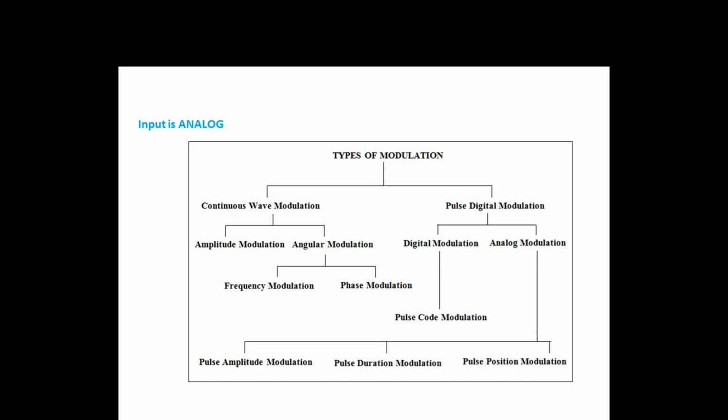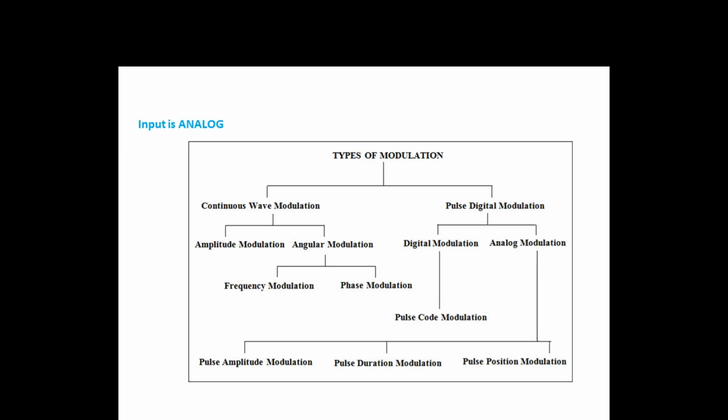In general, we can classify the modulation into two types: continuous wave modulation and pulse modulation. Continuous wave modulation is simply said to be analog modulation. Analog modulation can be classified into two types: amplitude modulation and angular modulation. Then angular modulation is divided into two types: frequency modulation and phase modulation. Simply, it is said to be FM and PM.